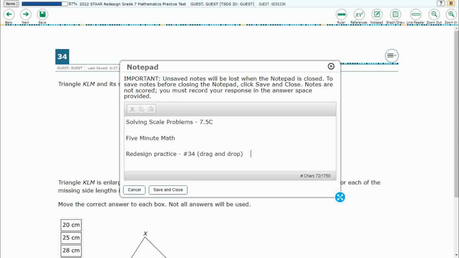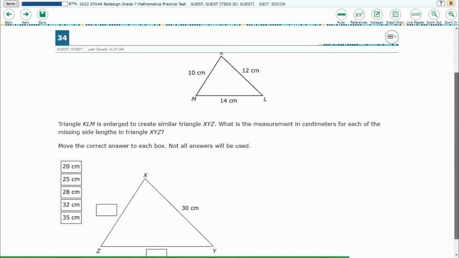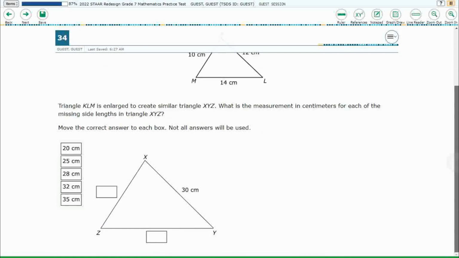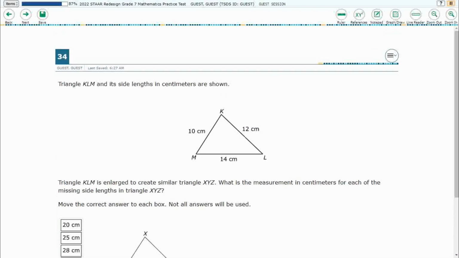Today we are looking at the 7th grade concept of solving scale problems. This is standard 7.5C in the great state of Texas, and we are using item number 34, which is a new item type called drag and drop off the Redesign Practice Online STAAR test. If you haven't done so already, please go ahead and take a moment to pause the video, work this problem out on your own, unpause it, and we will look at our answers together.